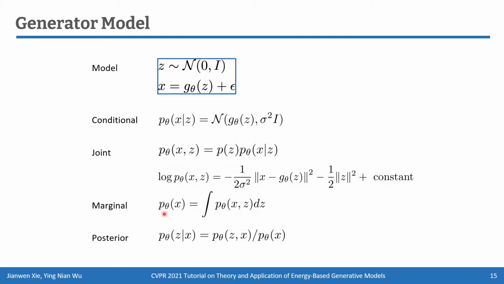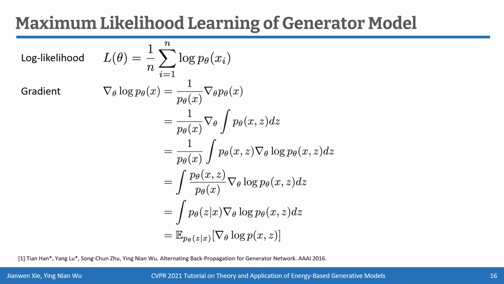But here, the marginal density actually involves this intractable integral. And then given X, we can infer Z based on the posterior distribution, which is the joint divided by marginal, and which is also intractable because the marginal distribution is intractable.